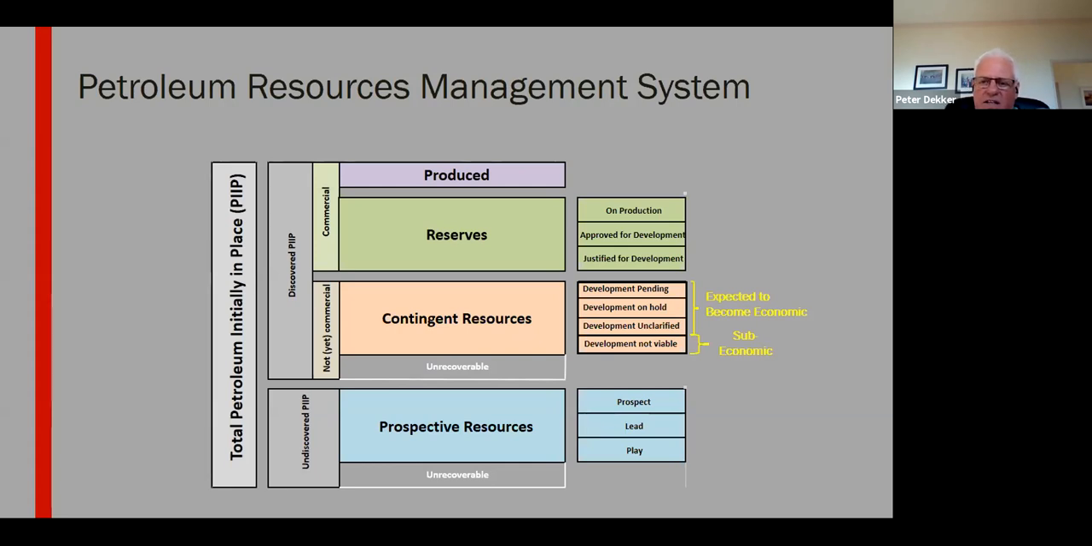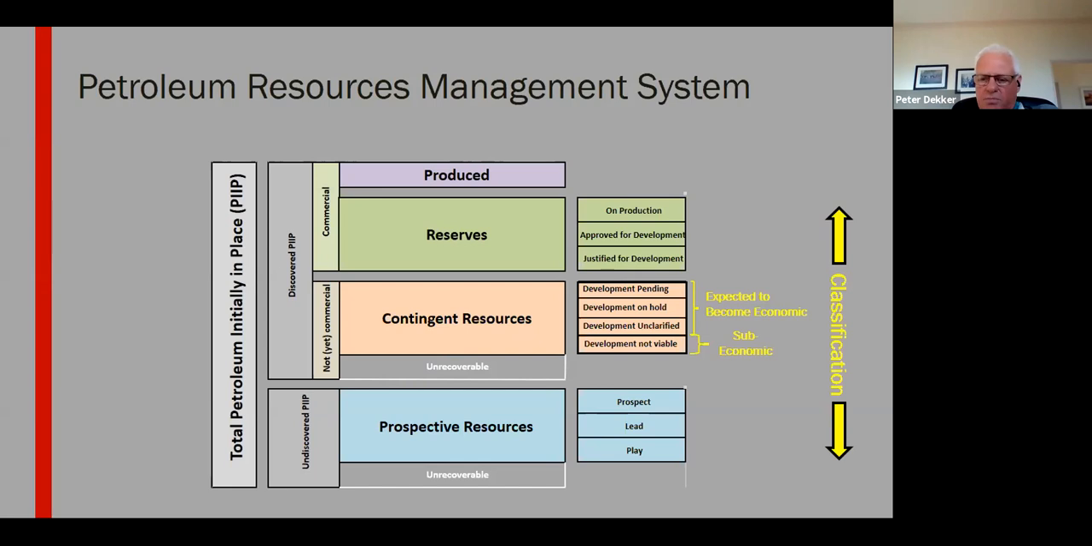Now the reserves can be divided again into reserves on production, which are still producing at the moment, approved for development, which are not developed yet but are approved for development, and justified for development. That means they might not be approved yet, they are very close to approval, but they are justified to be developed. Then contingent resources can be subdivided into development pending, development on hold, development unclarified, or development not viable. So development not viable clearly is sub-economic, and the other three classes are expected to become economic with more work. And then the prospective resources are subdivided into prospects, leads, and play. So they are called classes. That's called classification.